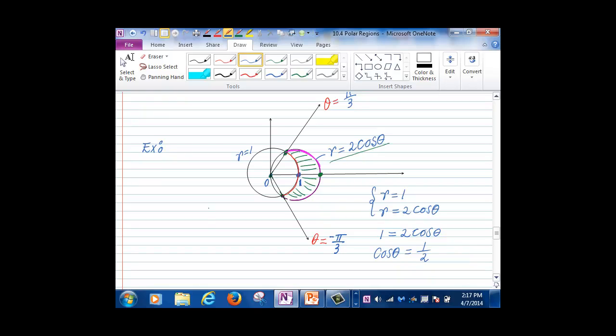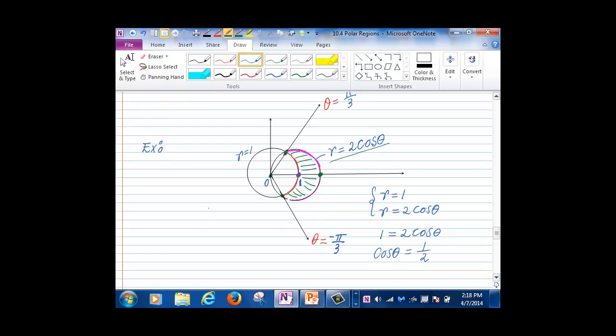So the r equals 1 curve is pretty clear, right? Because it's always r equals 1. So as theta goes from negative pi over 3 to positive pi over 3, you are tracing out this red curve. How about the other one? r is 2 cosine theta. Are we tracing out the magenta curve as theta goes from negative pi over 3 to positive pi over 3?